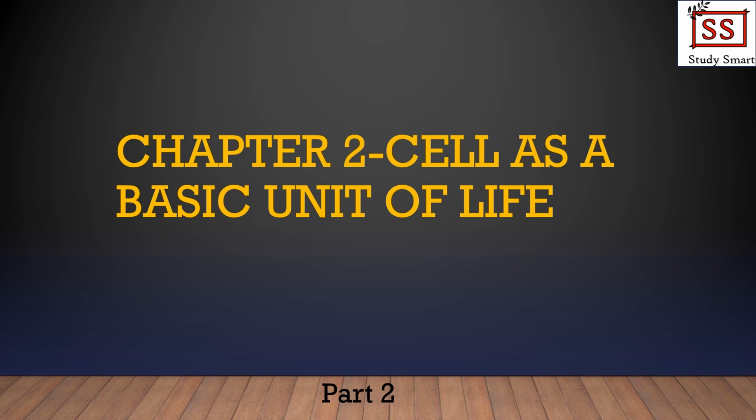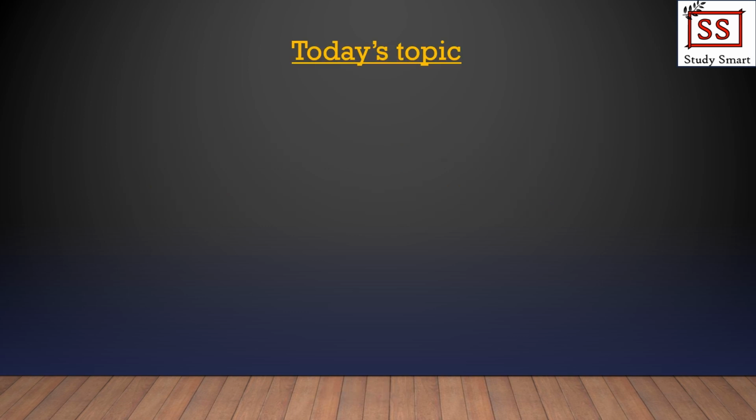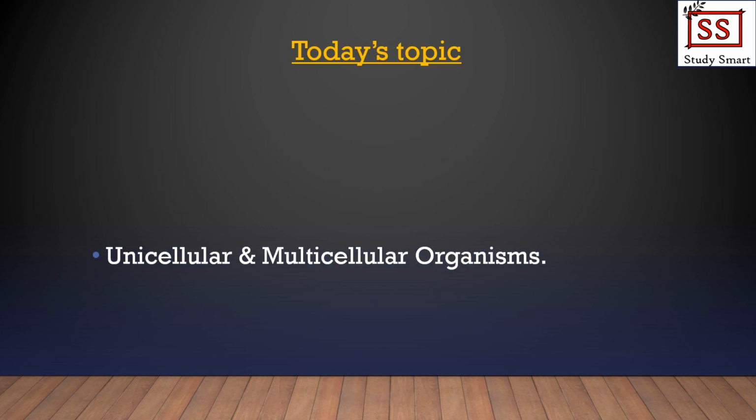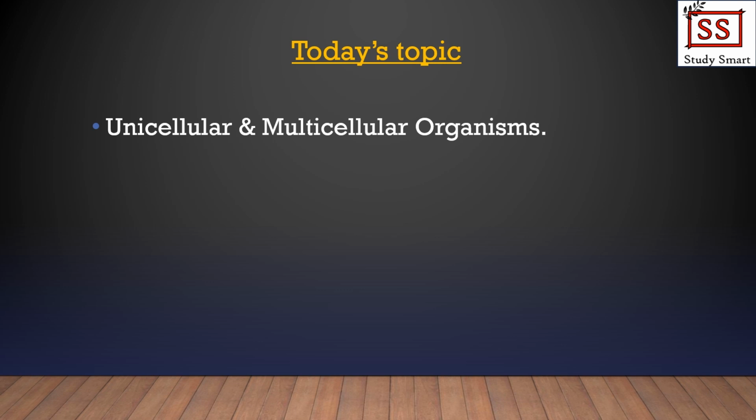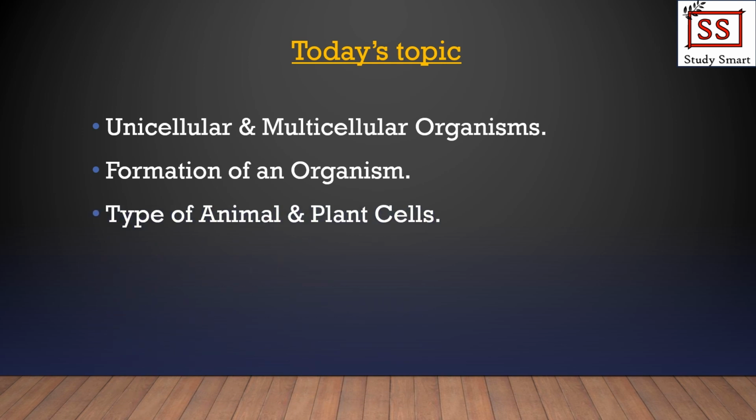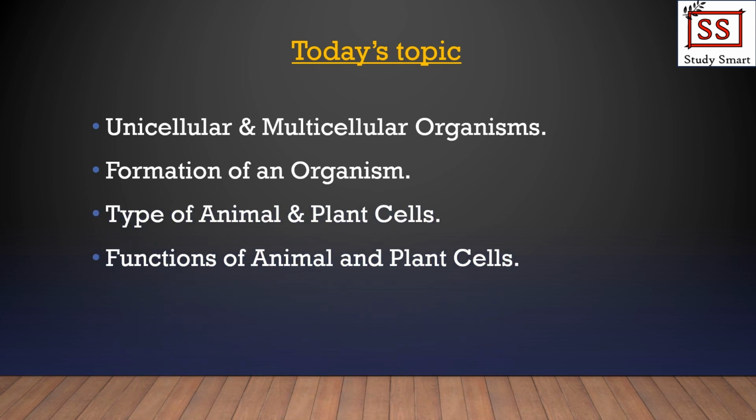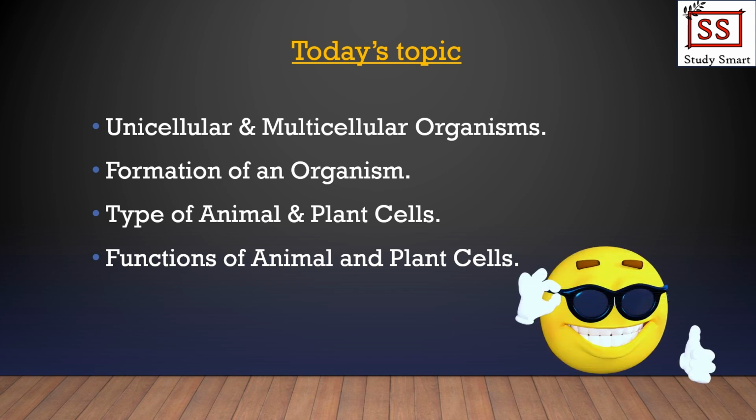Today we are going to continue with part 2 of chapter 2, Cell as a basic unit of life. Let's start. Let's see the topics covered today. First of all, we want to study about unicellular and multicellular organisms, formation of an organism starting from the cell until the organism is being formed, types of animal and plant cell, and lastly the function of animal and plant cell.